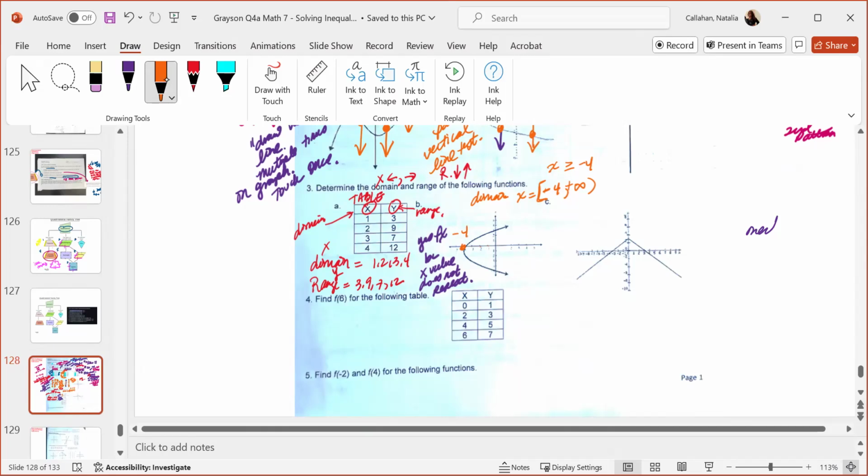Now let's take a look at the range. What is your range? How far down does it go? How far up does it go? This arrow implies it's going to keep going down, yes, forever and ever. This arrow implies it's going to keep going up forever and ever. So it's negative infinity to positive infinity. What's another way of writing this? All real numbers. Two different ways of representing domain, two different ways of representing range.